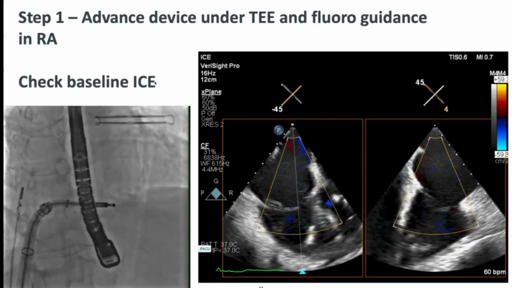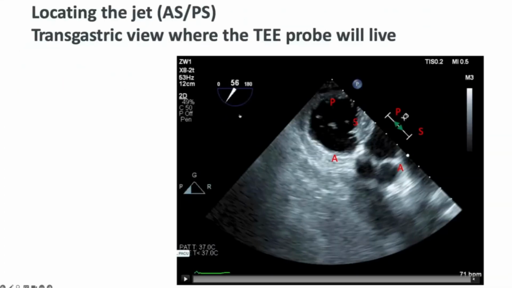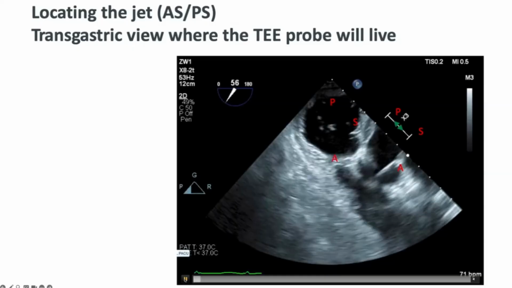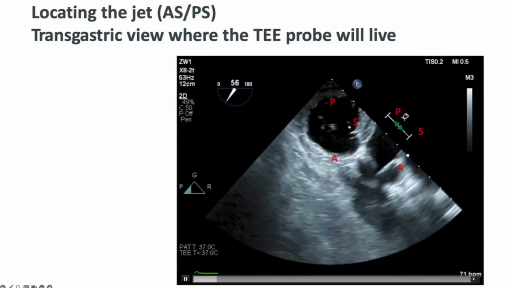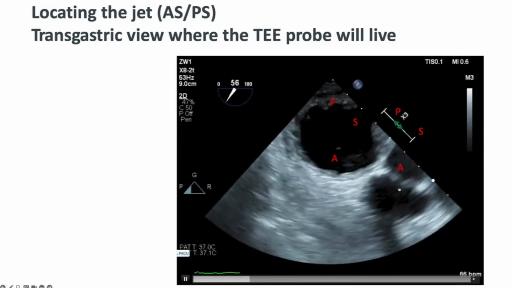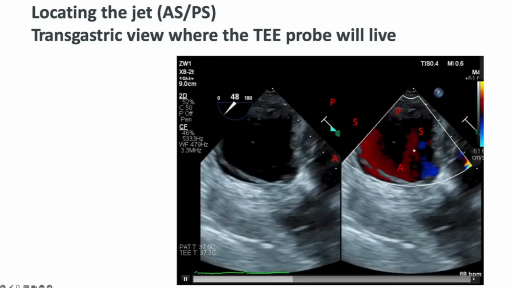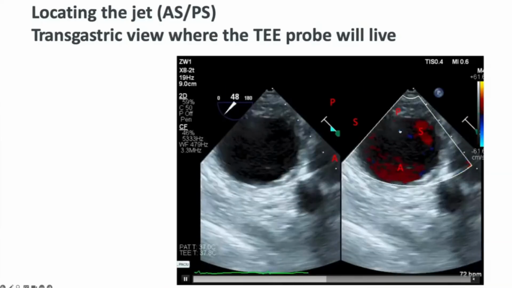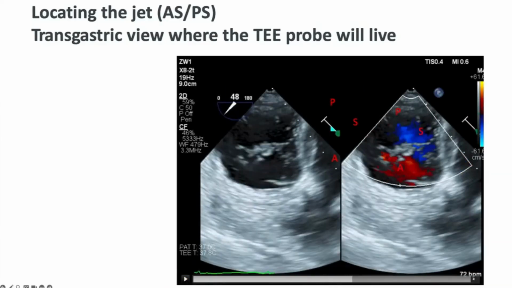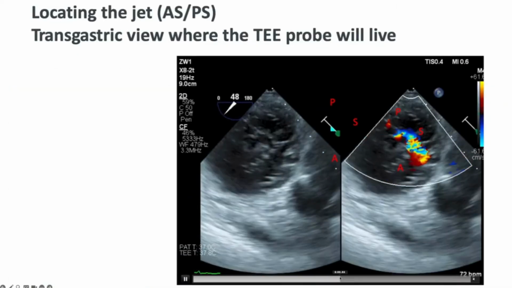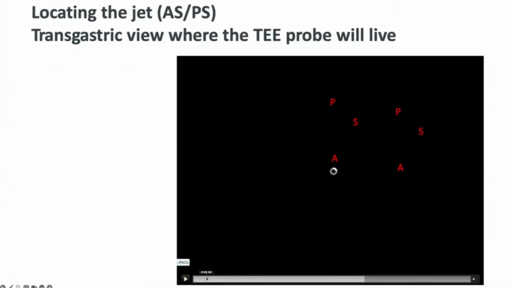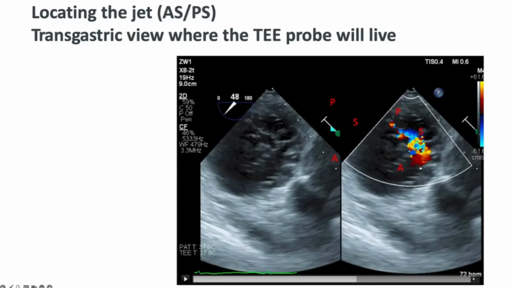So baseline TE and ICE images are obtained. This is how we get our transgastric view, which is very important. I've labeled it here to show the anterior leaflet, septal leaflet, and posterior leaflet. This is the aorta and the aortic valve. And now you're trying to identify the lesion that you're trying to treat, which in this case is a significant leak between the anterior leaflet and the septal leaflet. So as I scroll backwards, this is the leak, and this is really where we start intervening.